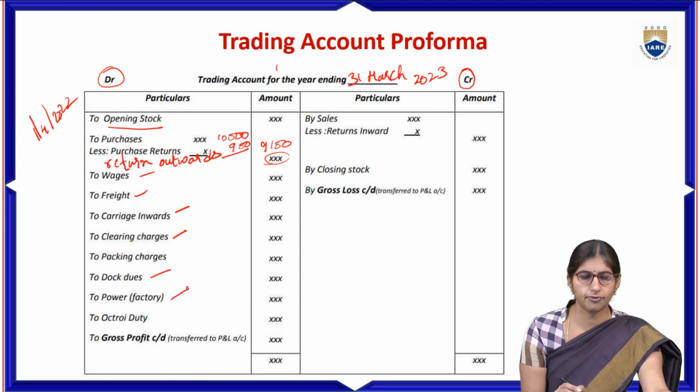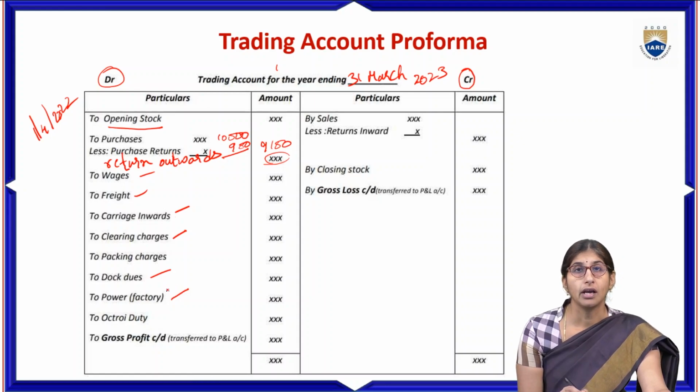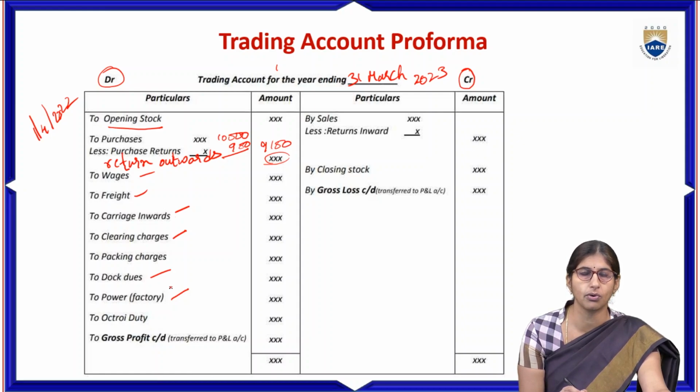Now power for factory, so power or electricity. For converting raw material into finished goods, we are going to incur some electricity charges. So that is also an expenditure, and it is covered under the debit side.